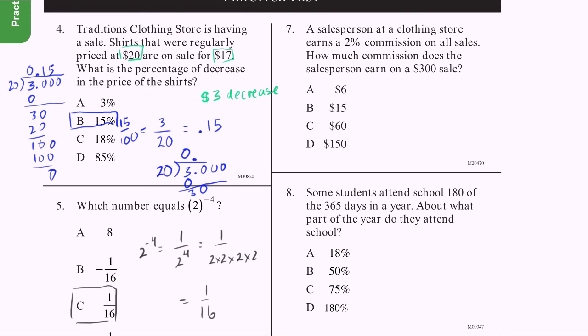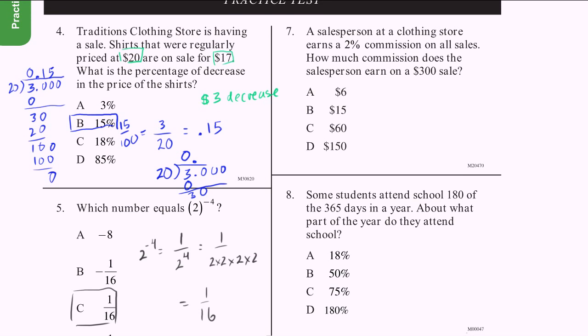Problem 7. Do it in blue again. A salesperson at a clothing store earns a 2% commission on all sales. How much commission does a salesperson earn on a $300 sale?